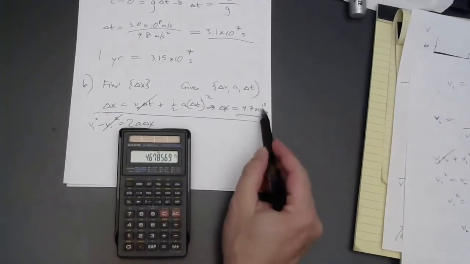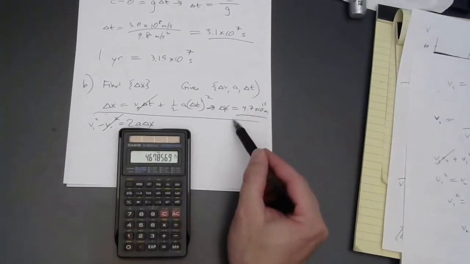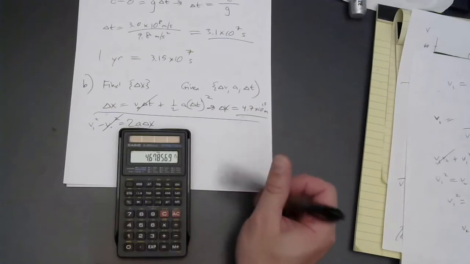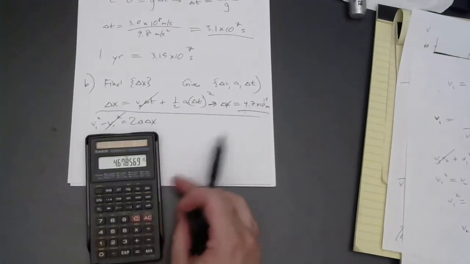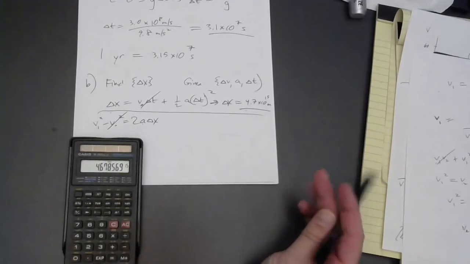Well, 10 to the 12th is already in the trillions. So this is what? 4.7 thousand trillion meters. There's not even a commonly used name for that.